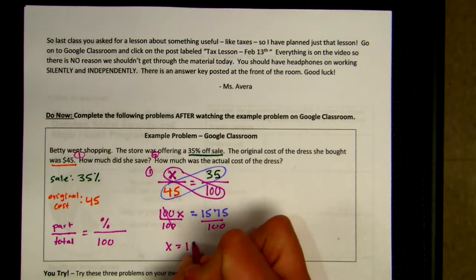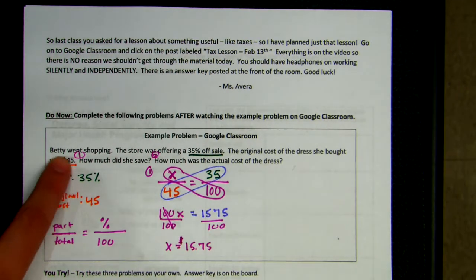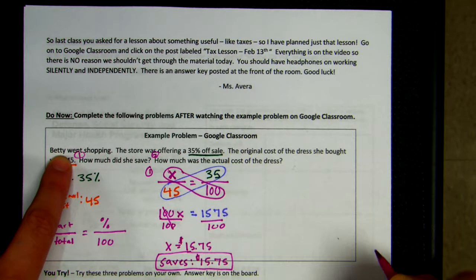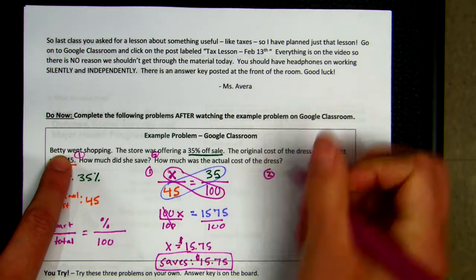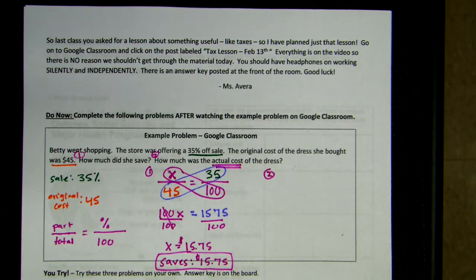So x is equal to $15.75. Okay, so this answers question 1. It means Betty saves $15.75. Okay, that's how much she saves. Well, then let's look at the second question. It says, how much was the actual cost of the dress? So after the sale, how much did the dress she bought cost?